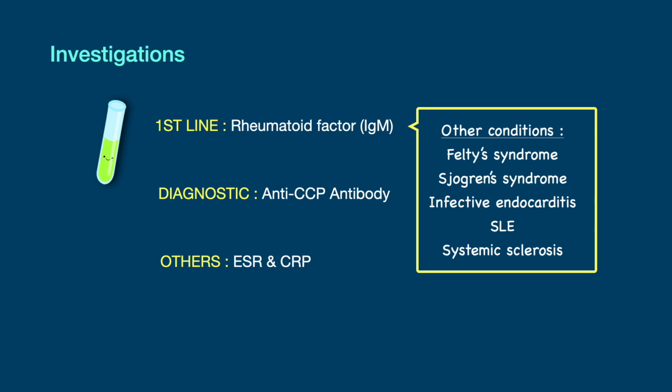Other conditions that are associated with positive rheumatoid factor include Felty's syndrome, Sjögren's syndrome, infective endocarditis, SLE, as well as systemic sclerosis. Anti-CCP positivity is a prognostic marker. This peptide antibody may be detectable up to 10 years before the development of rheumatoid arthritis. NICE recommends that patients with suspected rheumatoid arthritis with rheumatoid factor negative should be tested for anti-CCP antibodies.